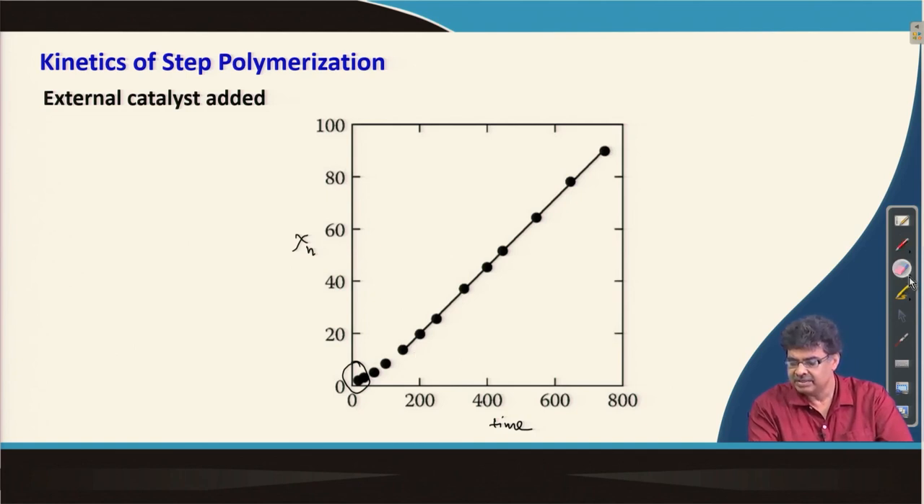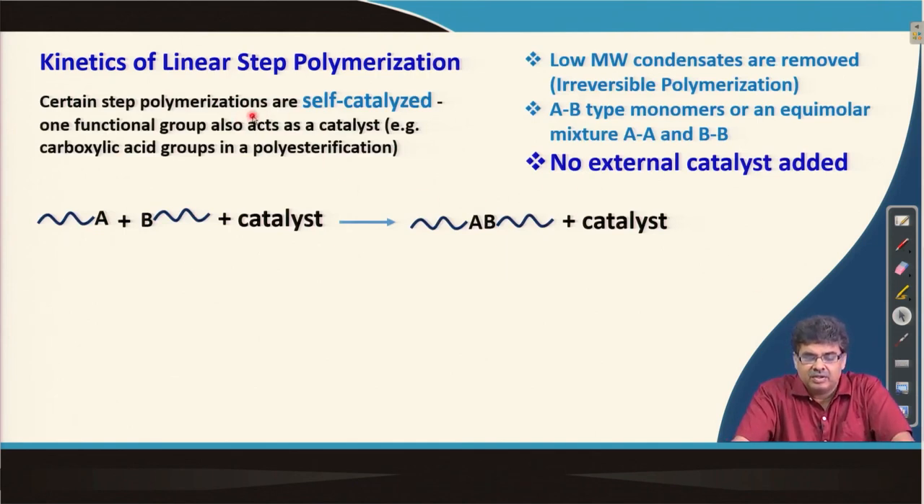Now, there could be another possibility where we consider a case when no external catalysts are added, and some of the functional groups present can act as catalyst by themselves. So, we call these reactions self-catalyzed reactions. Our conditions are the same: no low molecular condensates are present in the reaction mixture, the molar ratio of the two functional groups is 1:1, and no external catalyst is added from outside.